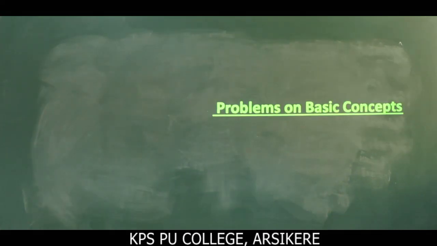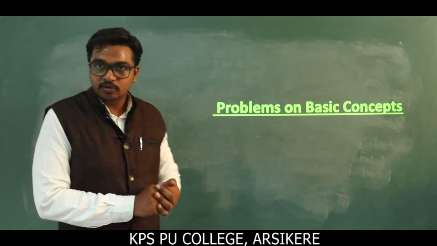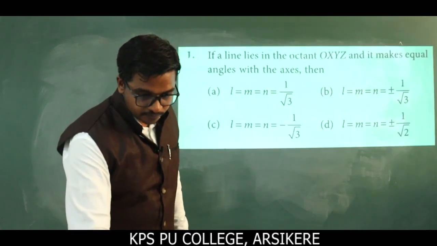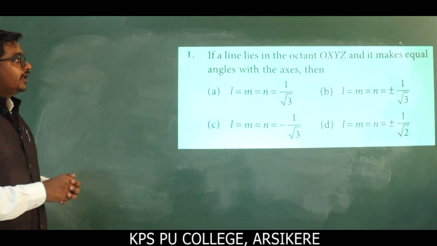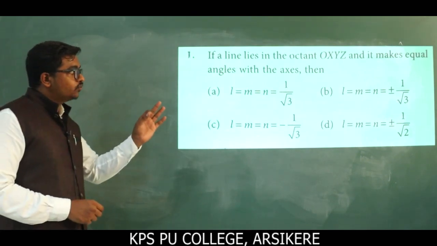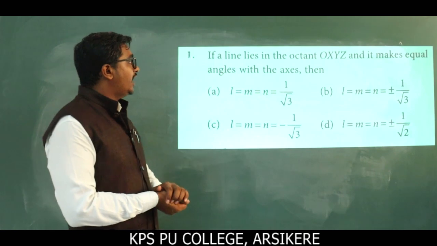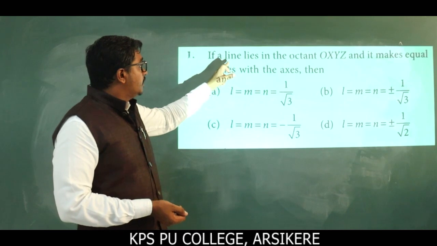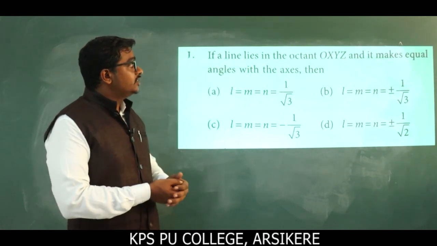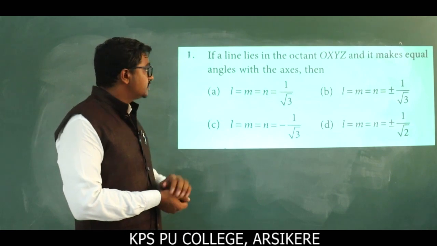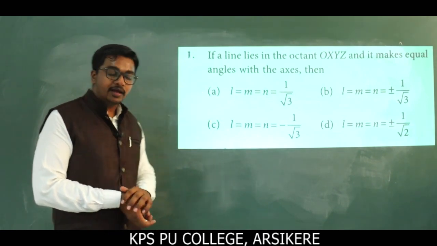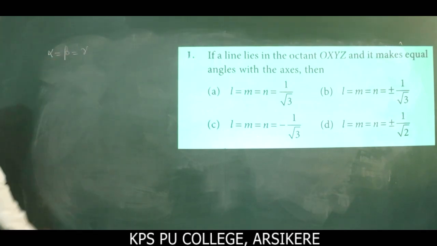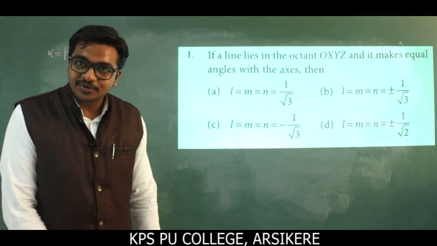Now students, we are going to discuss some important problems and they depend on basic concepts. Okay, first problem: if a line lies in the octant OXYZ and it makes equal angles with the axes, equal angles with the axes means here their direction angles alpha is equal to beta is equal to gamma.